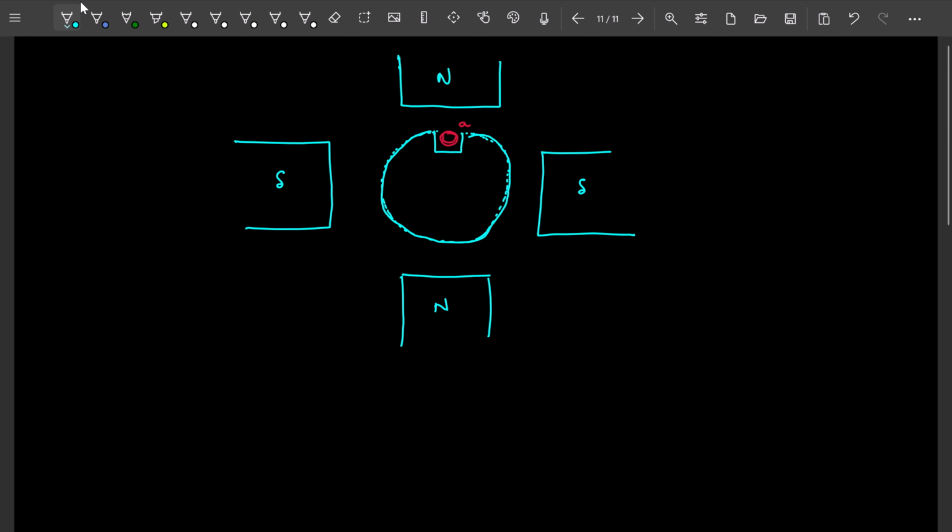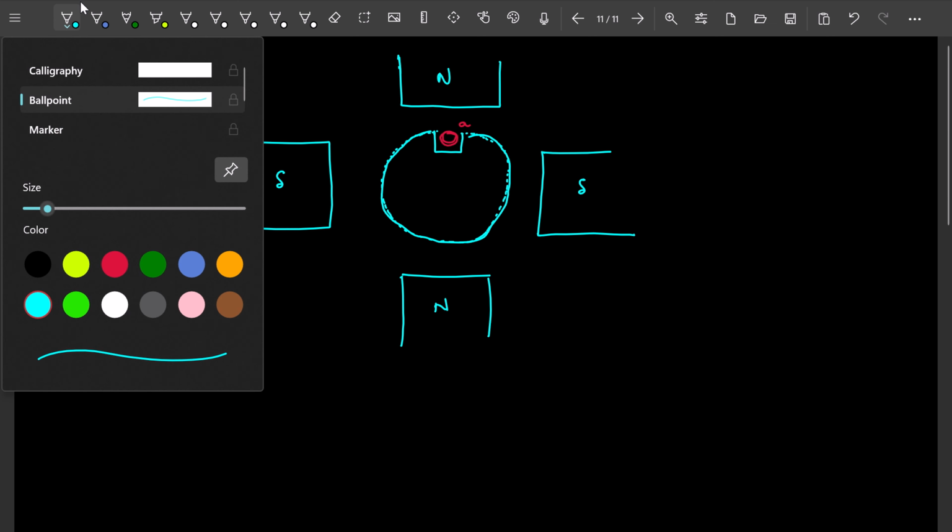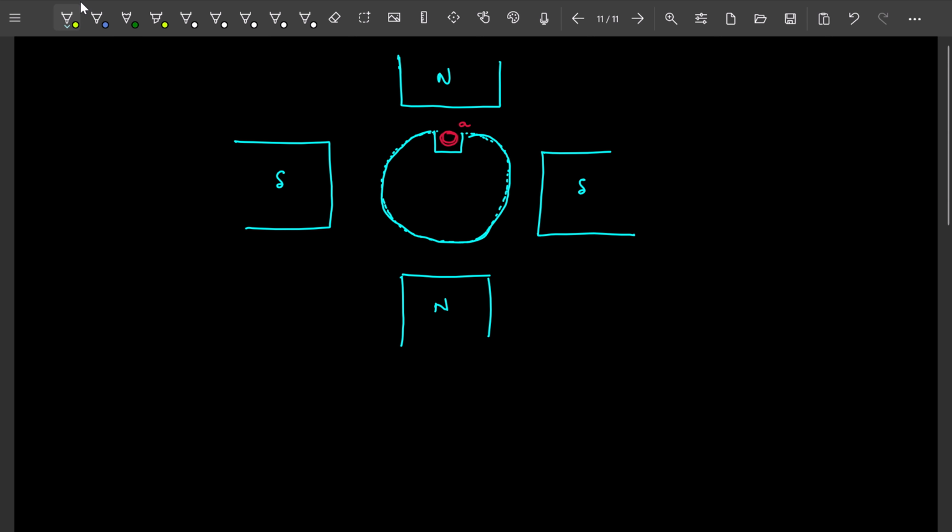From these poles we are going to have the flux. How is that flux? From the north pole to the south pole. Like this it is there, and it completes its path like this. Here also the flux is there from the north pole, and here also the flux is there from the north pole.